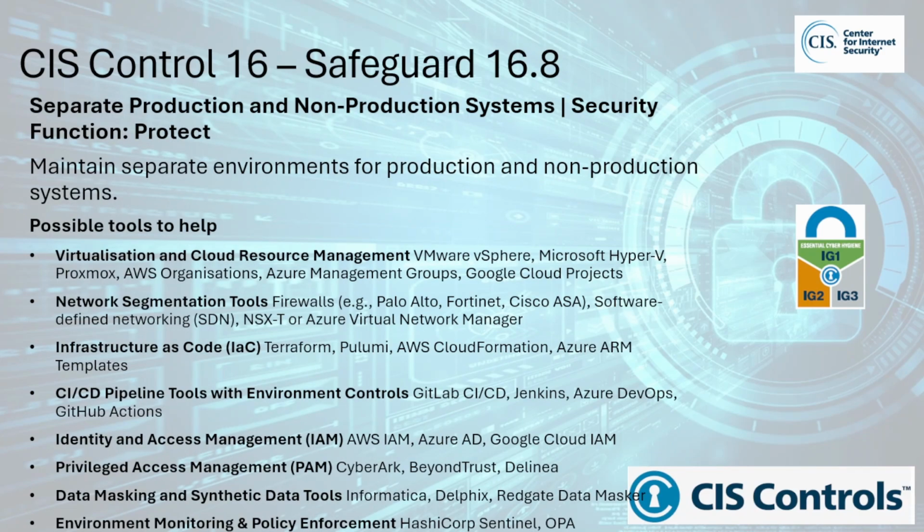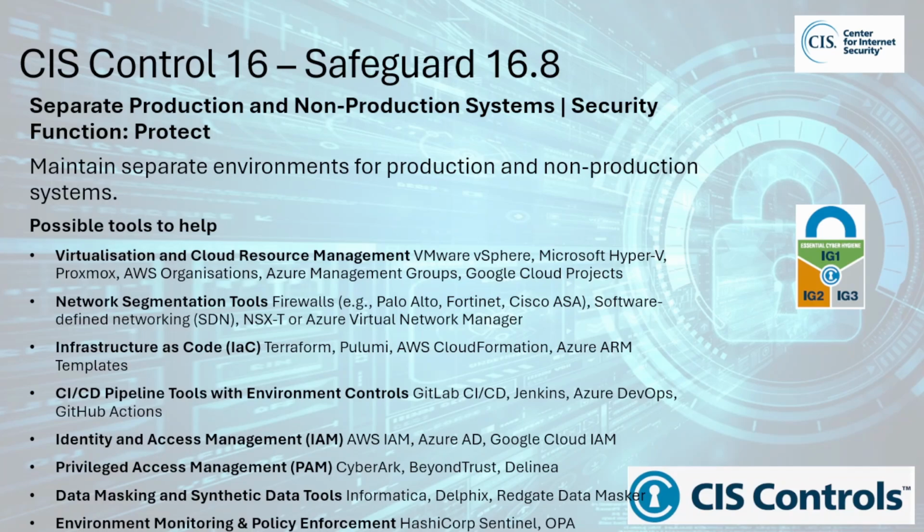Safeguard 16.8: Separate production and non-production systems. Comes under the Protect security function and is within Implementation Group 2. The safeguard requires organizations to maintain strict separation between production and non-production environments, such as development, testing, and staging systems. Each environment should be isolated physically or logically to prevent unauthorized access, accidental changes, or data leakage from affecting live production systems. Non-production environments are often less secure and are used more freely by developers and testers.